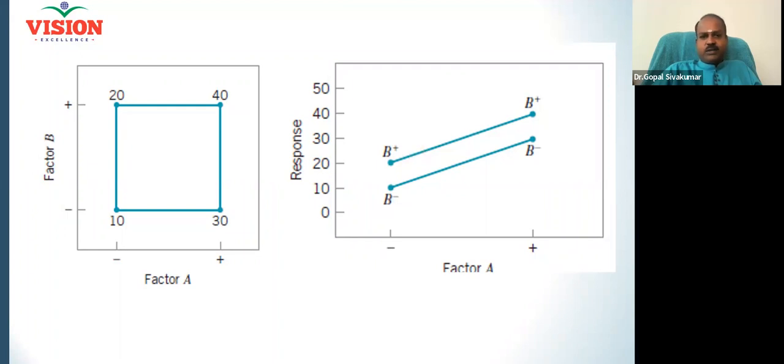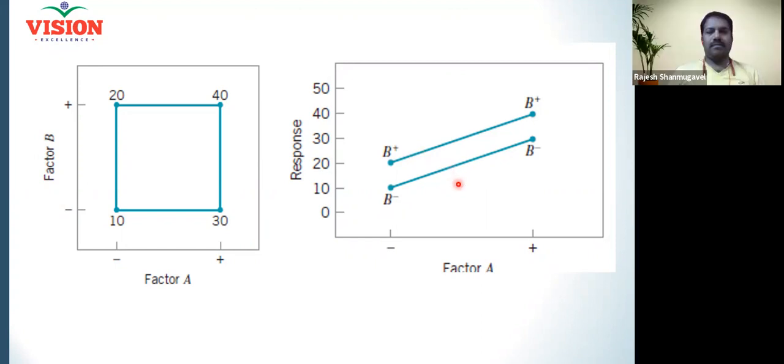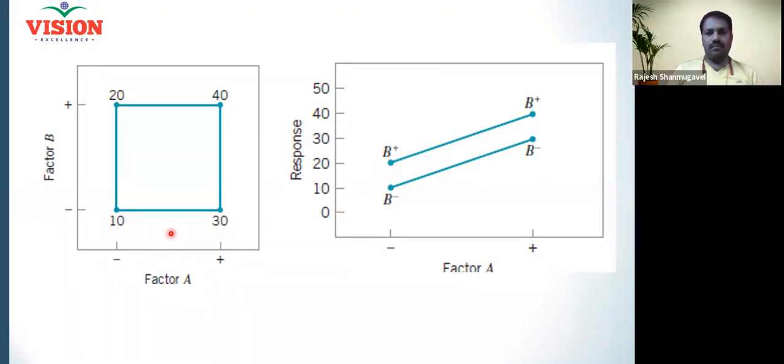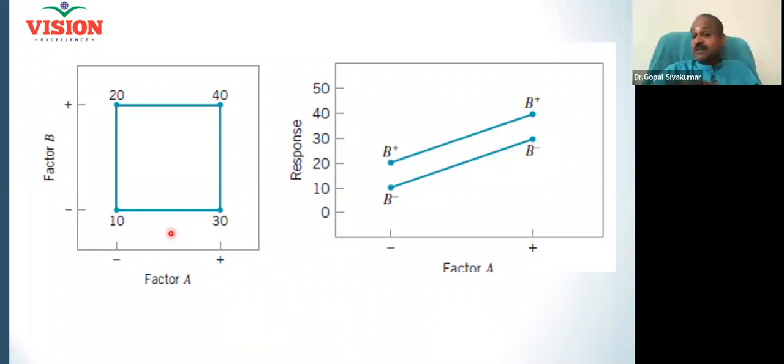Now tell me, what is the nature of the graphs? Are the lines parallel or intersecting? Parallel. If the lines are parallel to each other, there is no interaction. You can now make a conclusion that these factors do not interact. This is like your painkiller and antibiotic A. You can take them together because there is no interaction.